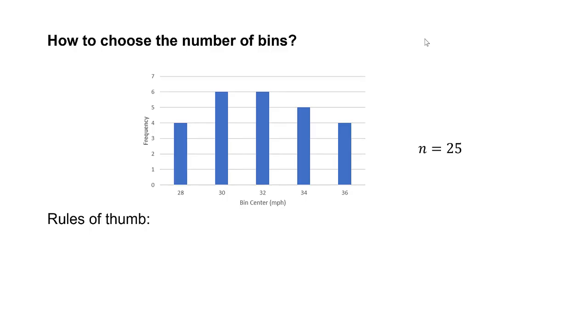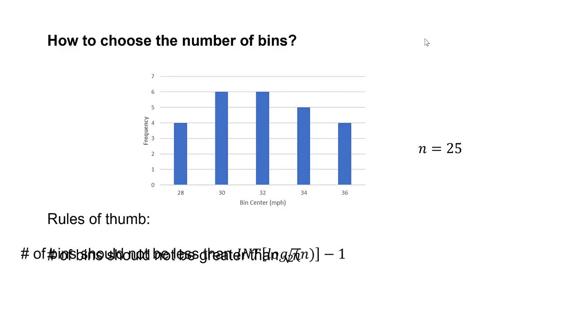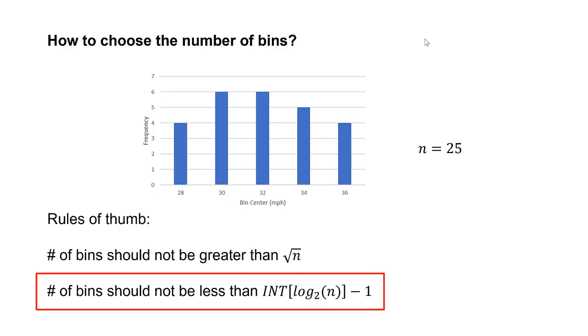Let's go back to the speed data that a police officer collected. Just wanted to show you how we can decide the number of bins. In this case, we have 25 observations, and in general, some good rules of thumb are these. The number of bins, by the way, is selected by you, the creator of the histogram. The number of bins should not be greater than the square root of n, and the number of bins should not be less than the integer part of the log base 2 of n.